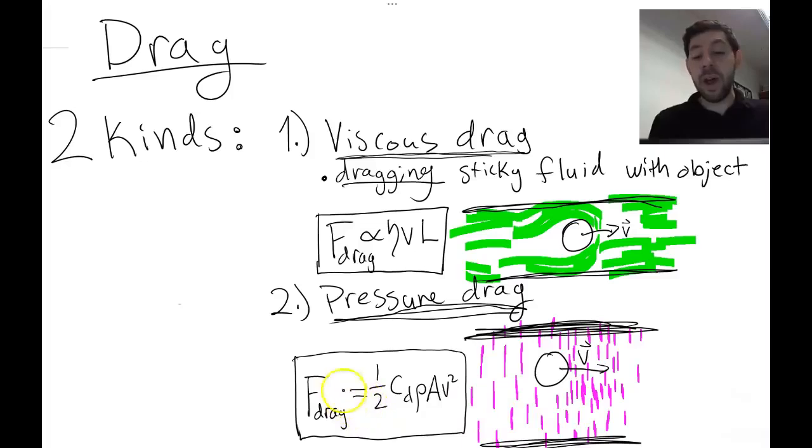And so the drag force, the pressure drag force, is equal to 1/2 some coefficient of drag that depends on the shape of the object, and then times the density of the substance times the cross-sectional area of the object times the velocity squared. And that's drag.